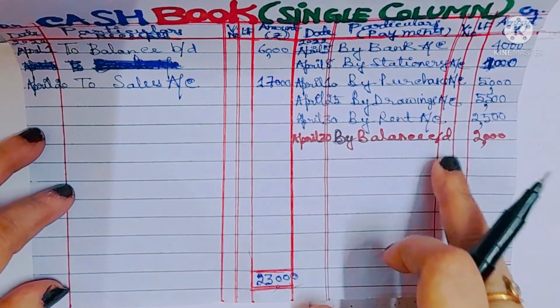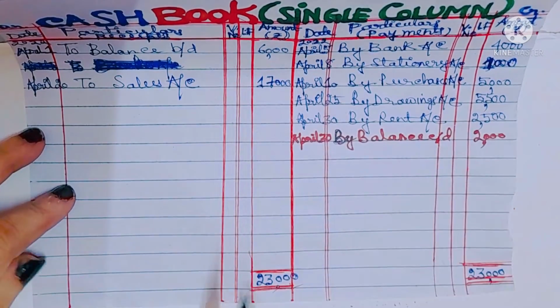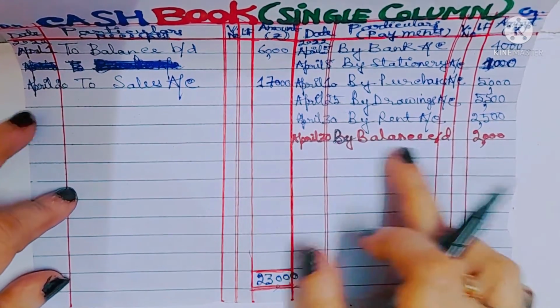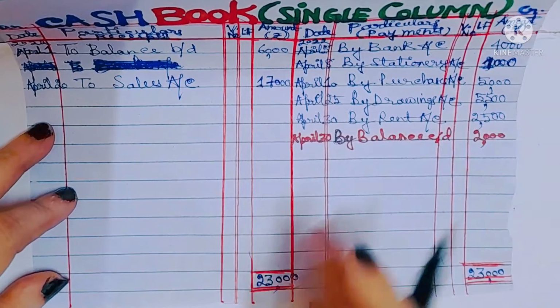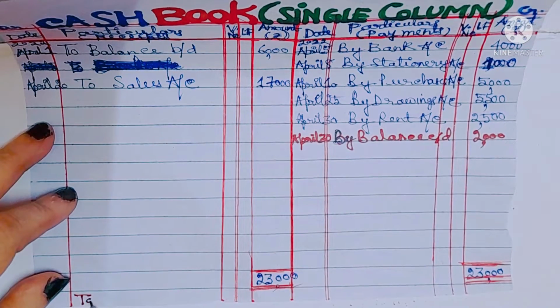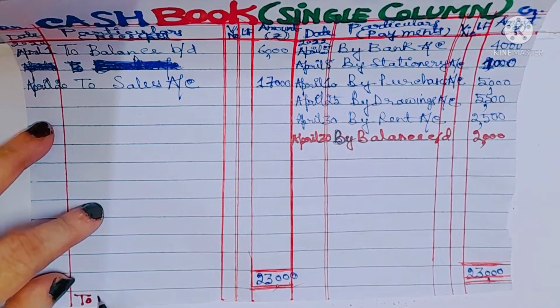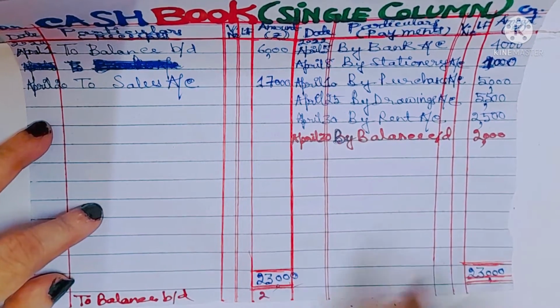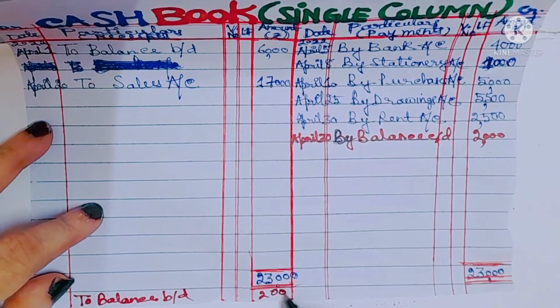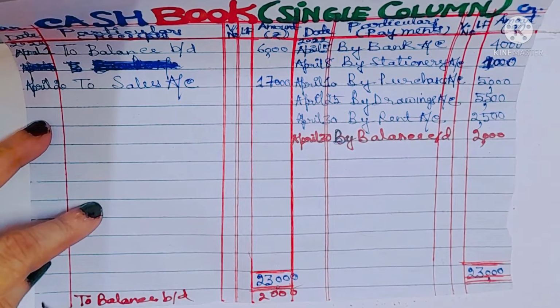Okay, cash. Now this closing cash will become the opening cash. So we'll have to write by balance CD, meaning carried down. This will be brought down on the very next day. To balance BD. How much? Same amount. This amount, 2,000. The date will be the very next day.